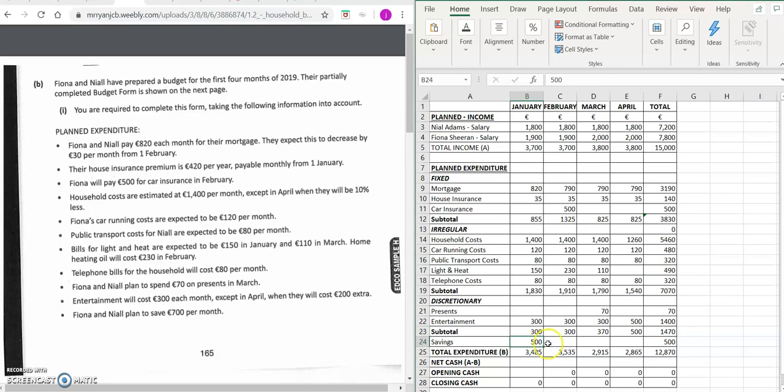Savings then, 700 per month. You have 500 already, that's for the question. So I'm just going to put 700 in, and then it's going to total up across.